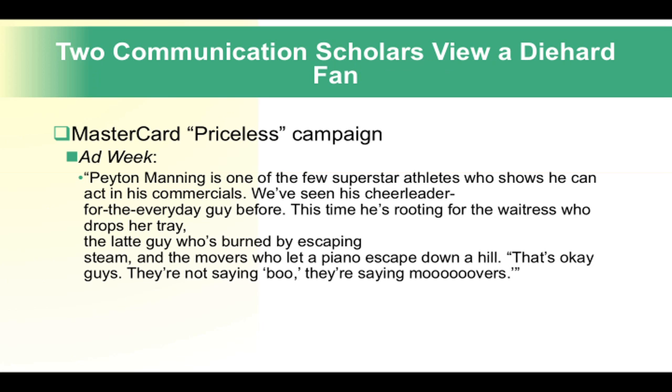Adweek argued Peyton Manning is one of the few superstar athletes who shows he can act in his commercials. We've seen this cheerleader for the everyday guy before, but this time he's rooting for the waitress who drops her tray, the latte guy who's burned by escaping steam, the movers who let a piano escape down a hill. In the commercial, he cheers, "That's okay, guys. They're not saying boo, they're saying movers." Take a second and watch this commercial yourself.